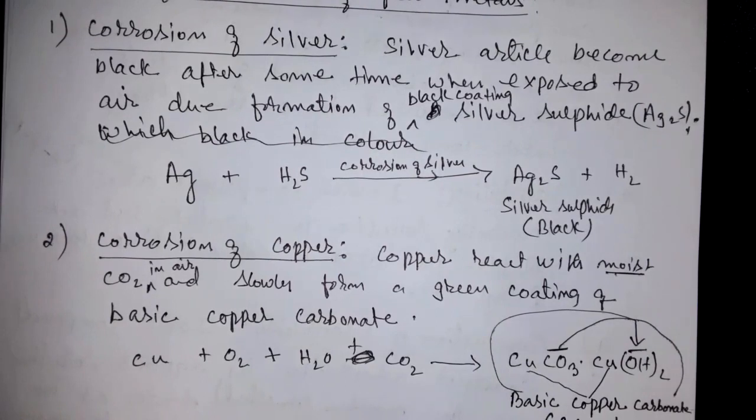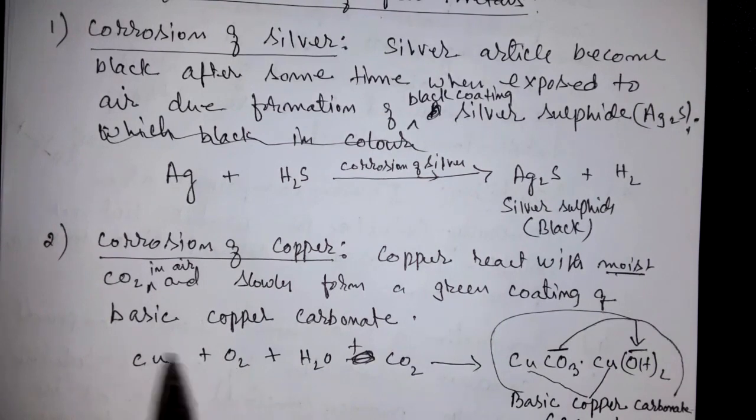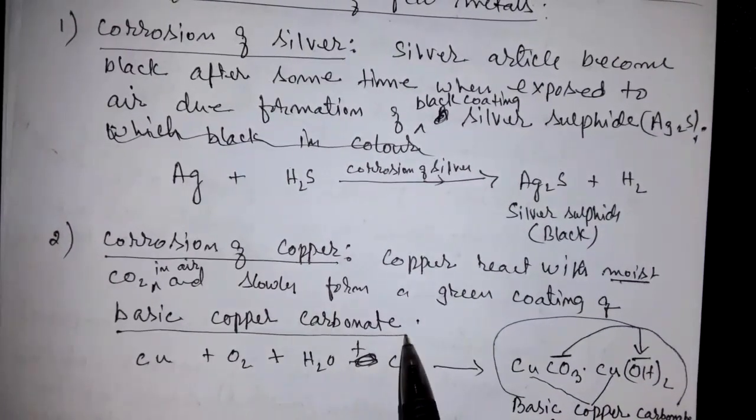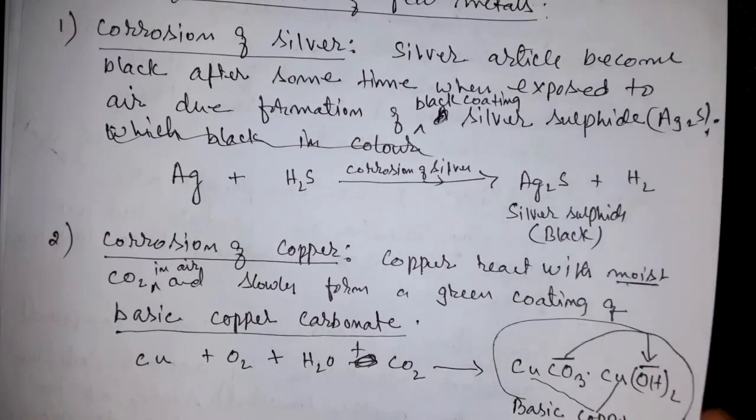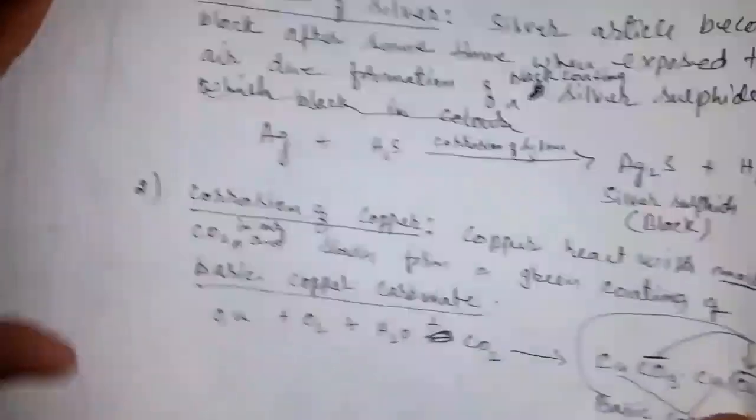But again, I'll remind you, this reaction is not in the textbook, so no question will be asked on the reaction. Even the formula of basic copper carbonate, there is no chance of asking. The name you should remember: the green coating formed when copper undergoes corrosion is basic copper carbonate. After number 2, corrosion of copper, one more metal corrosion is explained. Number 3.